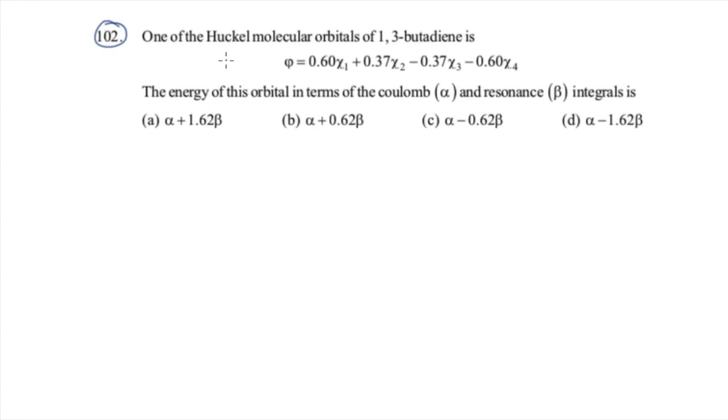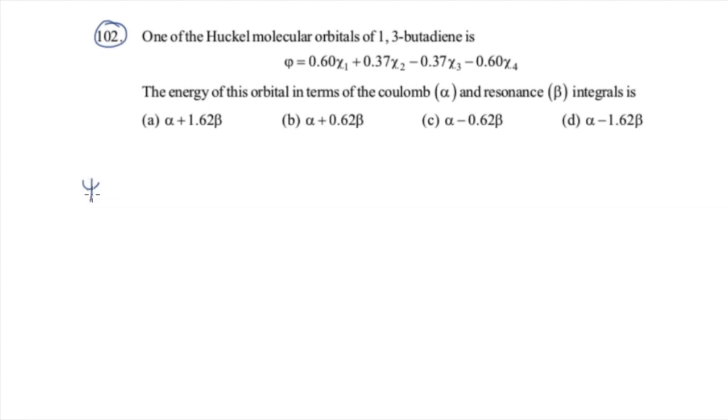Okay, so it says one of the Huckel molecular orbitals for 1,3-butadiene is given in the phi form. So phi is 0.6 chi1 plus 0.37 chi2 minus 0.37 chi3 minus 0.6 chi4. Now you need to see where the nodes are. You need to find out the number of nodes, and then find the energy of this orbital in terms of alpha and beta. It's very simple. I'll explain how you will do that. First of all, just find out the number of nodes. I'll give you a basic knowledge of it.